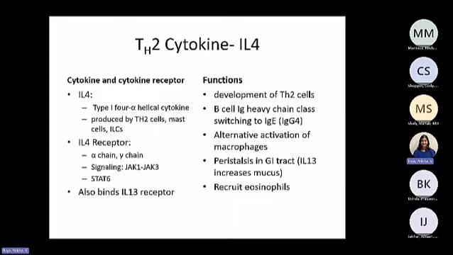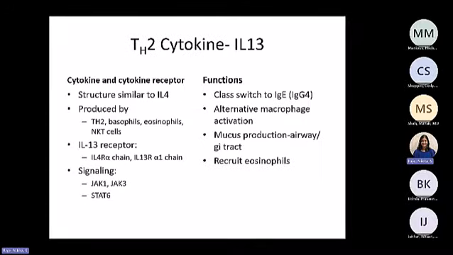The IL-4 cytokine can also bind to the IL-13 receptor. So IL-4 can bind to the IL-4 receptor. It can also bind to the IL-13 receptor. Function of the IL-4 cytokine: it helps in development and proliferation of Th2 cells. It helps in class switching to IgE, alternative activation of macrophages, helps in increased peristalsis of the GI tract, and recruiting eosinophils. We know IL-5 is more important for eosinophils, and IL-13 is important for mucus production.